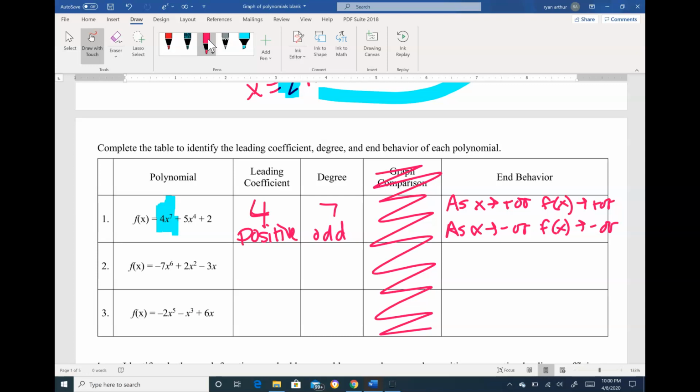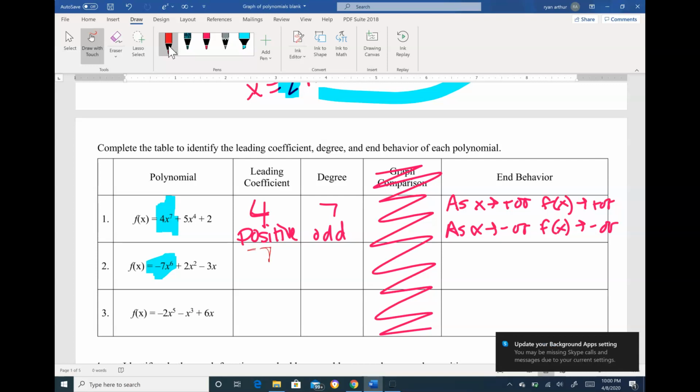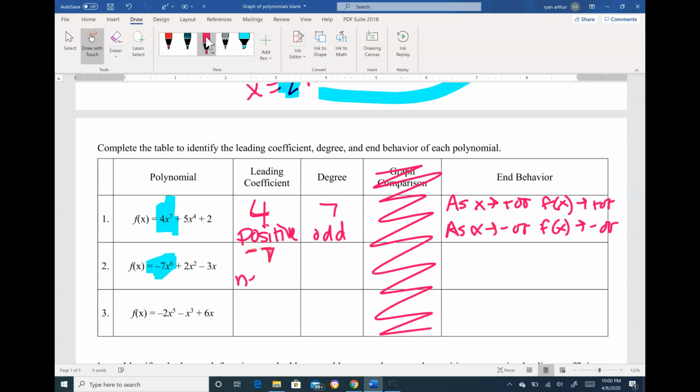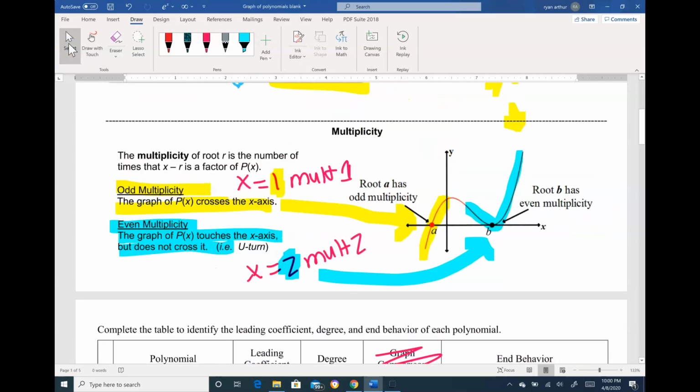All right. So your next one, the leading coefficient, is going to be the highest exponent. So there's your leading term. So my leading coefficient here is negative 7, which makes that a negative, because remember in end behavior we just want to know if it's positive or negative. My degree is 6, which is even. So I need a negative even.